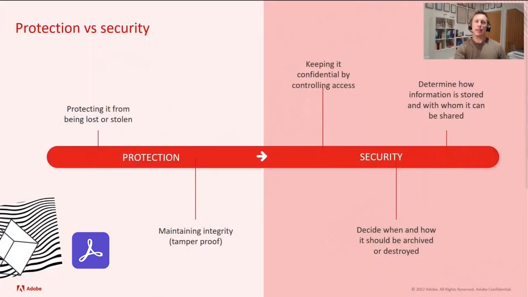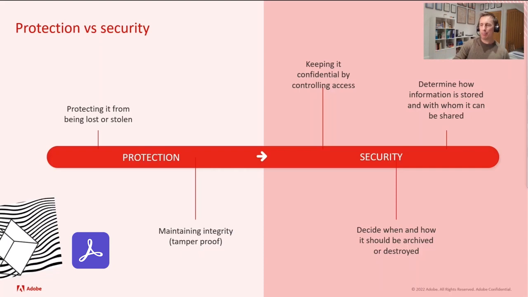Protection versus security. So why is this slide in here? First of all, it's here because in Adobe Acrobat Pro we can do both. We can do protection and security. The other reason is that many people confuse protection and security. They use these terms interchangeably. I have to admit that I'm guilty of that as well. You can see the description in this slide, what is protection, what is security, what is the difference between those two. So generally speaking, protection is about protecting something from being lost or stolen, and security is about controlling access.